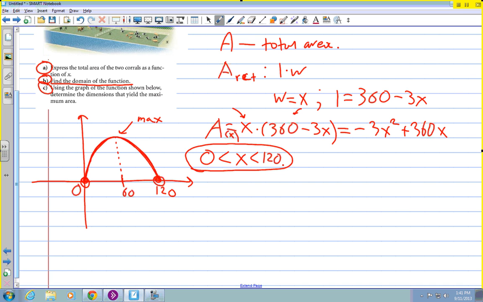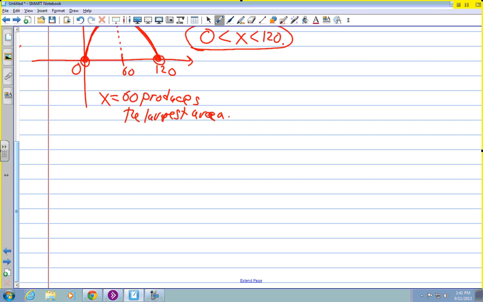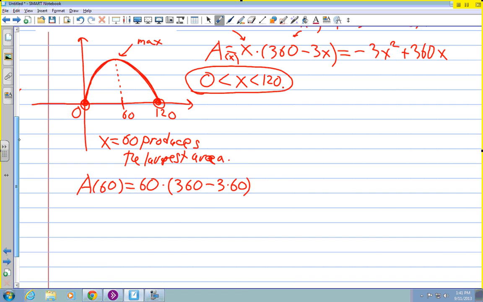Because when you graph in the calculator and move that little tracer to that point, you will see that x equals 60. So x equals 60 produces the largest area. And I can find that largest area by plugging 60 into that function. A of 60 would equal 60 times 360 minus 3 times 60. That's what my function is.